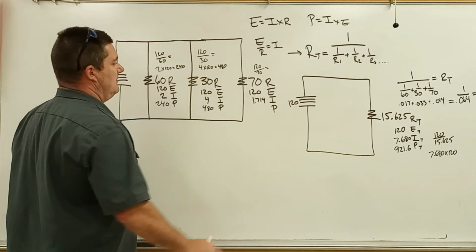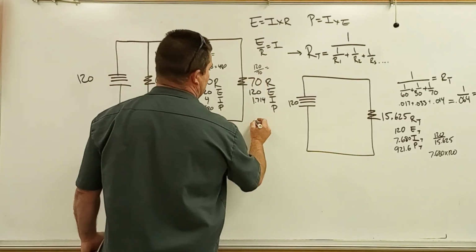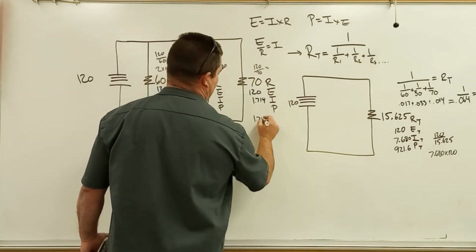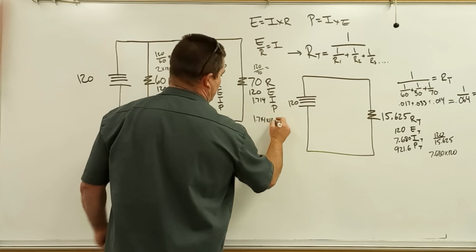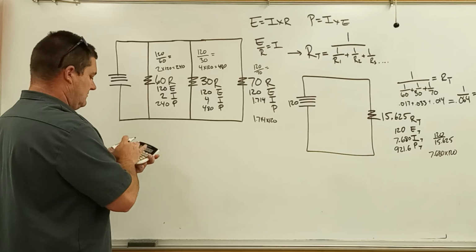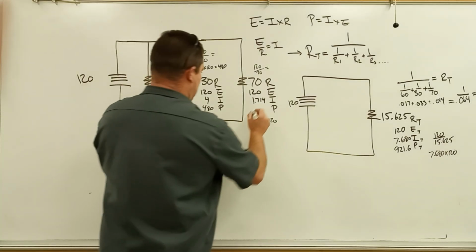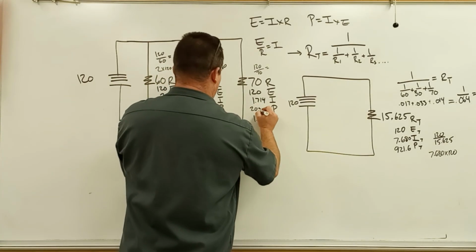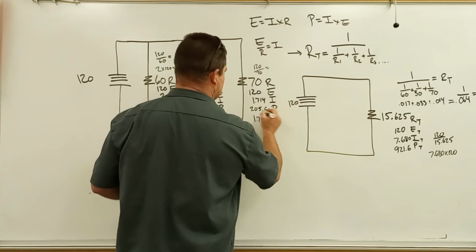1.714. And P equals I times Z. 1.714 times 120. And we end up with 205.68.